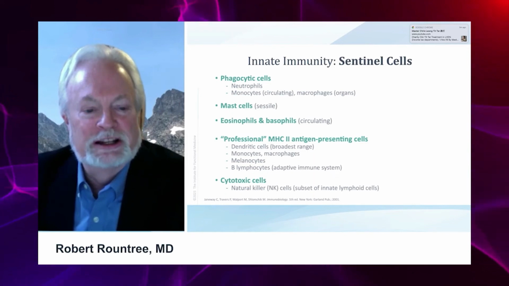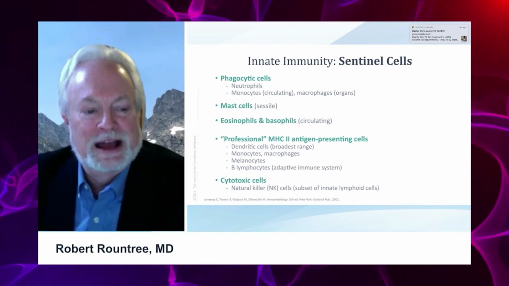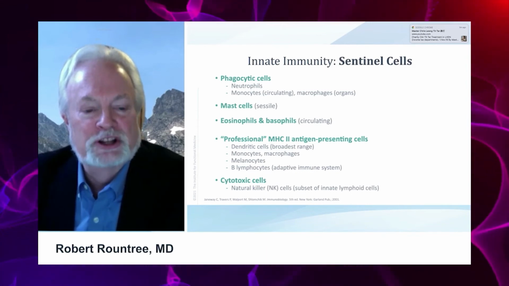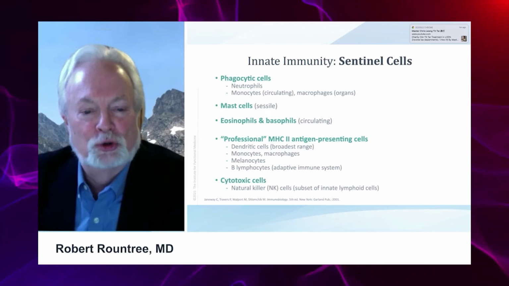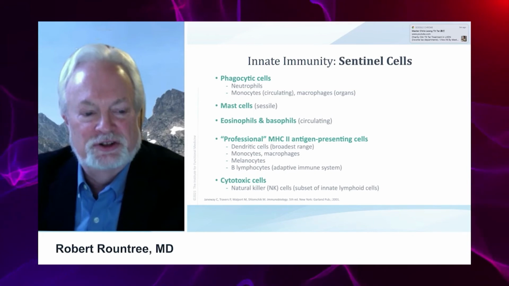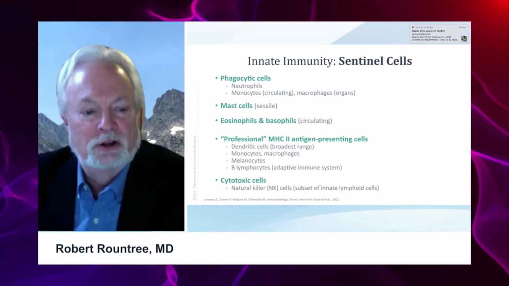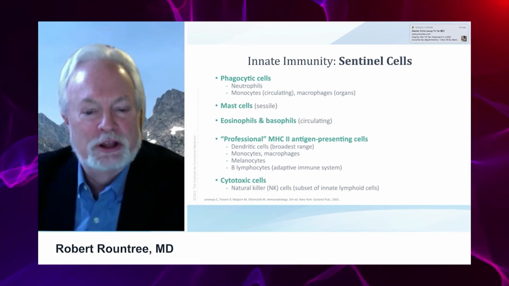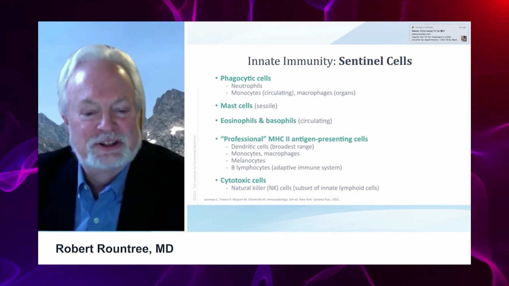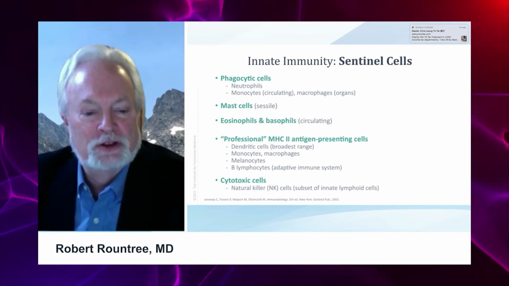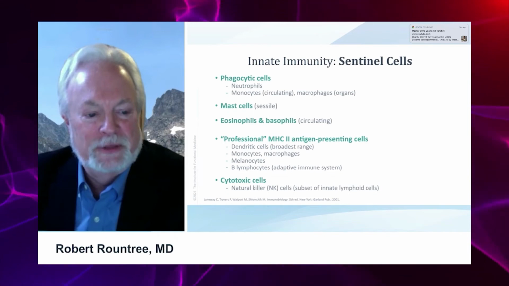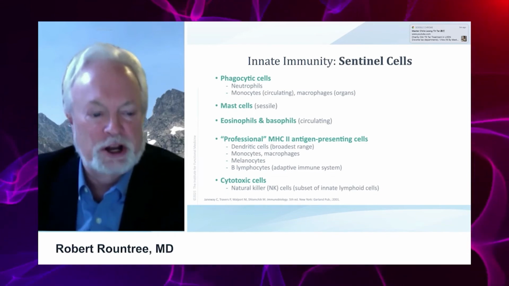We have a really important group that Dr. Polly Matzinger has termed professional major histocompatibility complex type 2 antigen presenting cells, professional antigen presenting cells. These are cells who have a lot of their machinery devoted to presenting antigens to naive T cells and converting those naive T cells into a differentiated cell type. So that includes mostly dendritic cells. They have the broadest range.